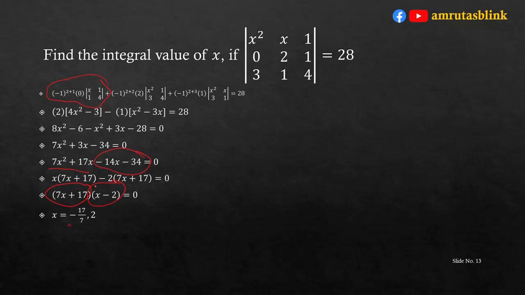In the question it is asked to find the integral value of x. Now we know that minus 17 upon 7 is not an integer, so we need to ignore that value and the integral value of x will just be 2. Hence the final answer of this question is x is equal to 2.